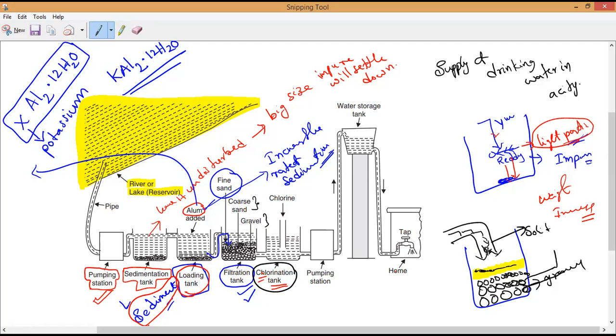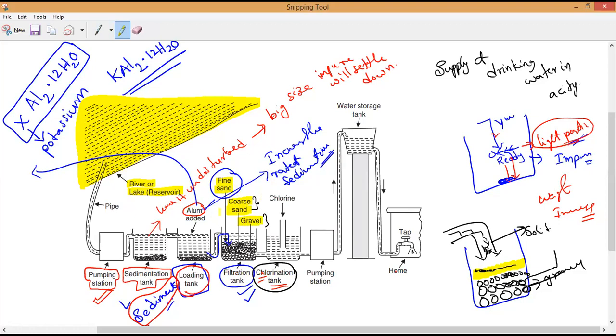Chlorination tank. You all might know the importance of chlorine. Mitakshri, can you tell me the importance of chlorine? Now, the filtration tank contains 3 layers. What are the 3 layers? Everybody, what are the 3 layers? Fine sand, coarse sand, as well as gravels.